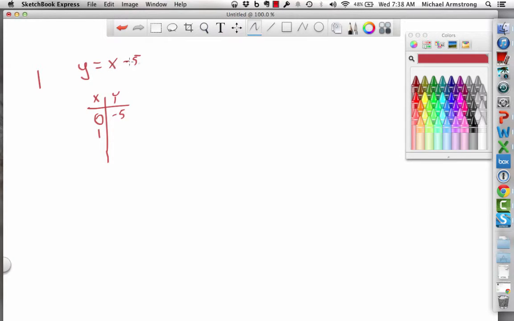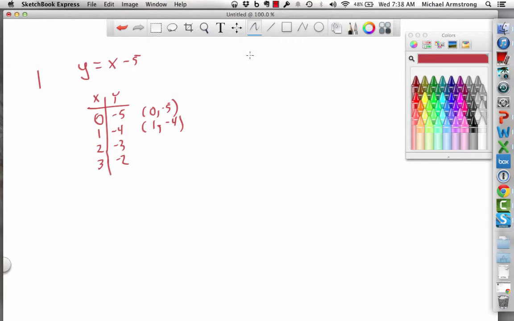1 minus 5 is negative 4. 2 minus 5 is negative 3. And 3 minus 5 is negative 2. You can kind of see the pattern. As we're going up, we're going down. I like this pattern. This turns into 0, negative 5. And this turns into 1, negative 4.